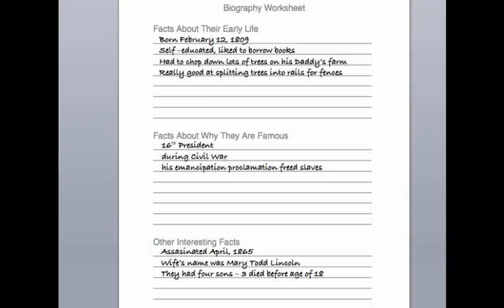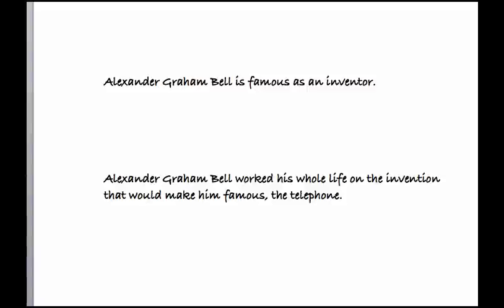The third paragraph is about what made your person famous. Again, the first sentence, the topic sentence, must signal to your reader what you have planned for the paragraph. It can be as simple as, "Alexander Graham Bell is famous as an inventor." It can be more interesting. "Alexander Graham Bell worked his whole life on the invention that would make him famous, the telephone."